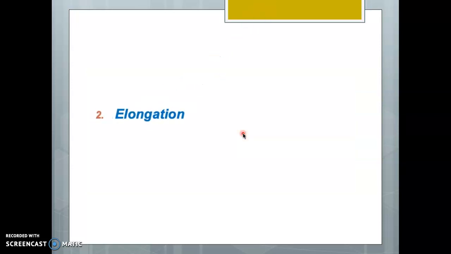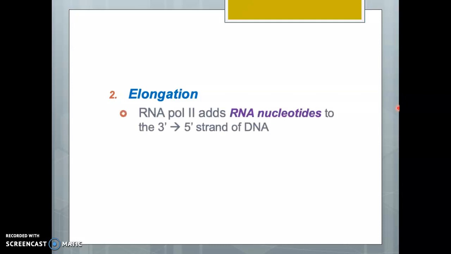So the next part in the process is elongation, and it is exactly what it sounds like. It's the RNA that's being produced, and it does not matter whether it is messenger RNA, transfer RNA, or ribosomal RNA, but the RNA that's being produced gets longer. In other words, the RNA polymerase travels through the transcription unit, adding RNA nucleotides to the 3' to 5' strand of DNA.